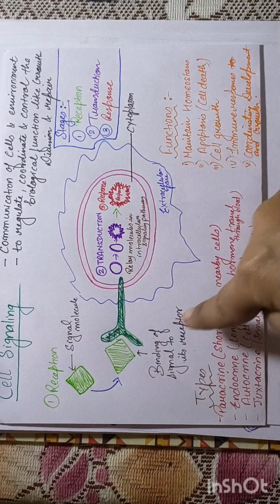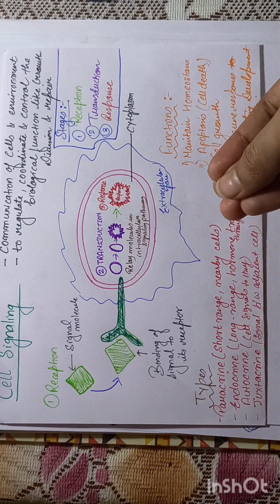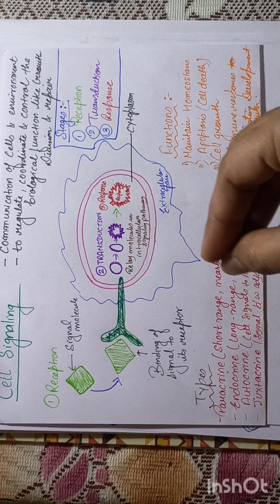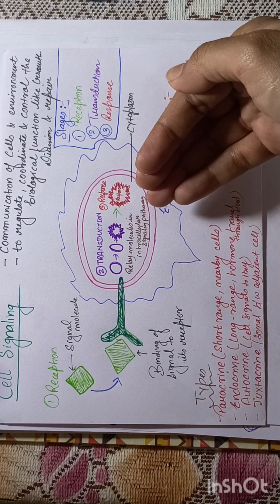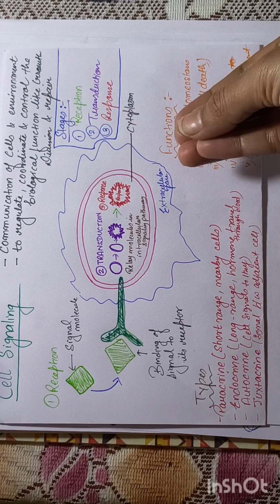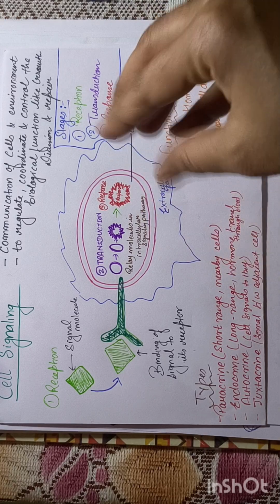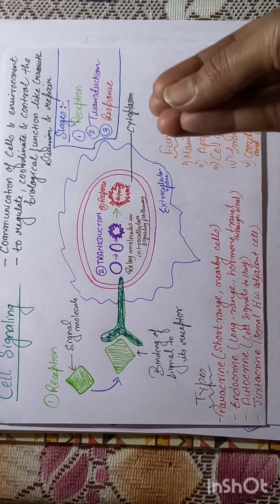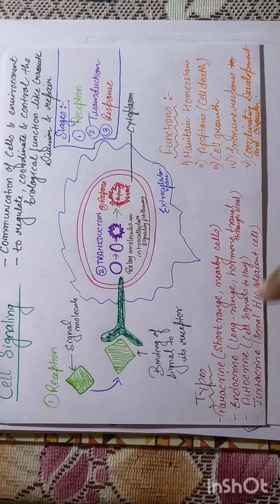So the whole process called transduction is helping for what? So that the signal can move from the cell membrane to the exact target, which can be the nucleus. And what it is doing is that it will reach the nucleus and give the final response there. So this was the transduction process.